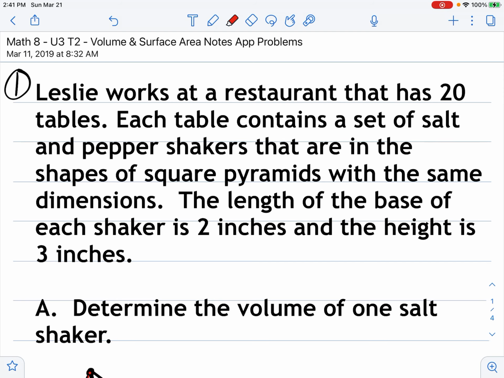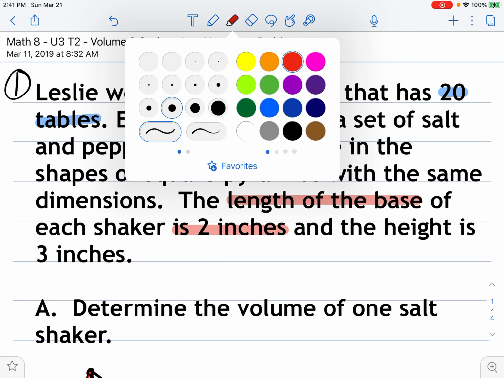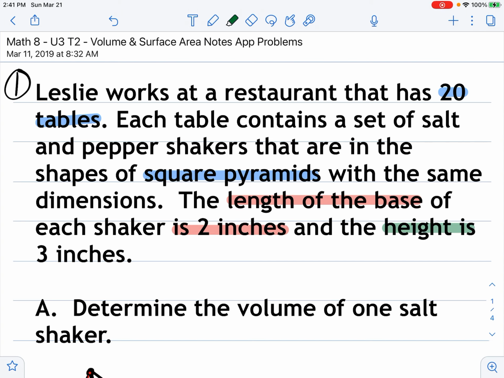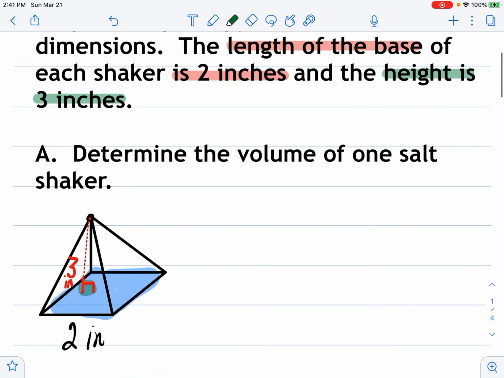Okay, let's talk about what we're going to do here to mark the text. We need to know that there are 20 tables at the restaurant. That's important. We also need to know that the pyramids have square bases, which is important. And we also need to know the dimensions of the pyramid. So the length of the base is 2 inches, and the height of the pyramid is 3 inches. Okay, so we're going to take all that information, and we're going to find the volume of one of the shakers here.